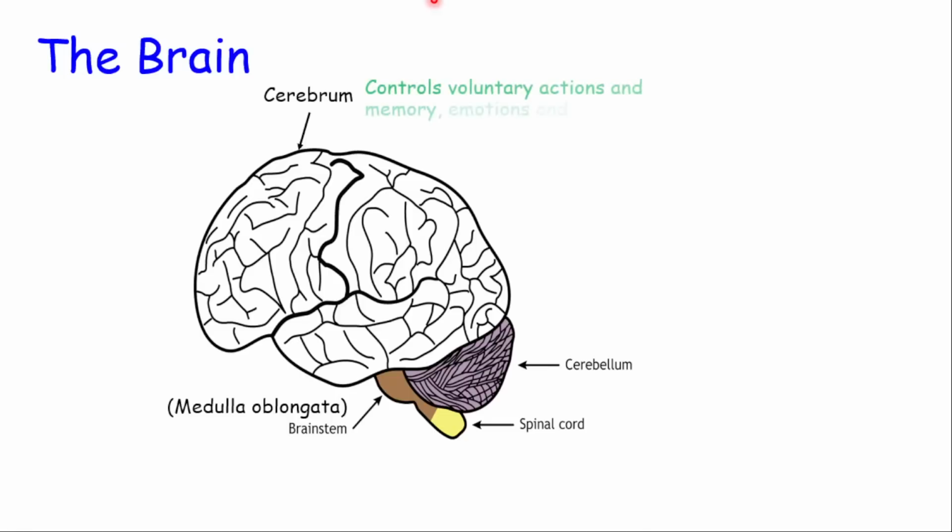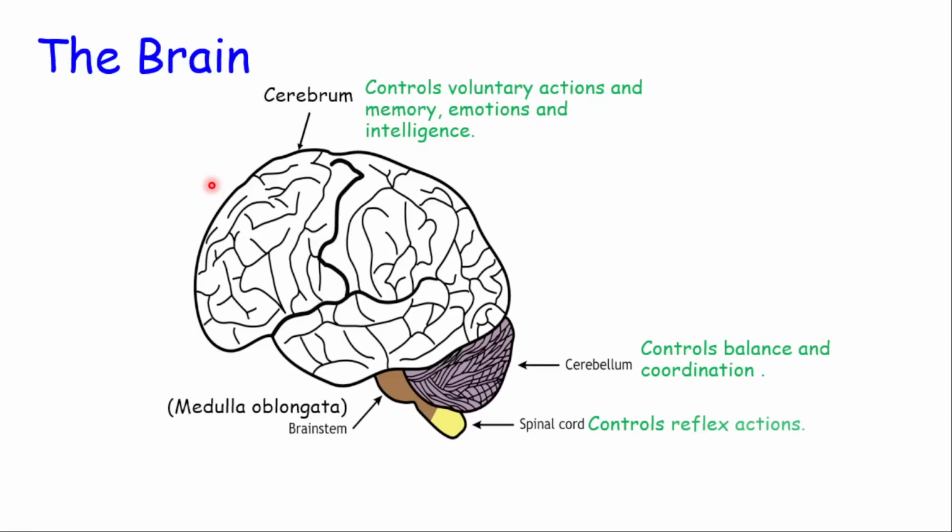All right, so the cerebrum controls voluntary reactions and memory, for example emotions and intelligence. You're walking and talking and so on. Your cerebellum controls balance and coordination. The spinal cord controls reflex action, and the medulla oblongata controls involuntary reactions, such as the heartbeat and breathing and so on.